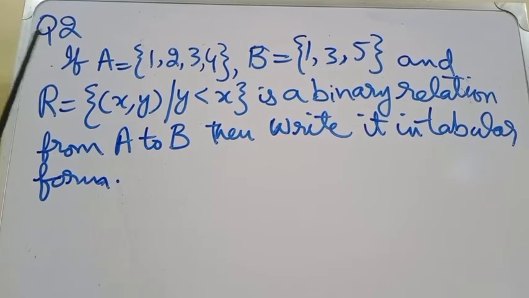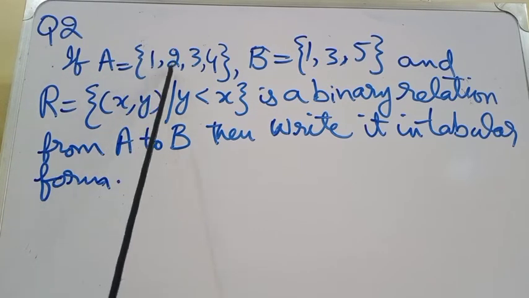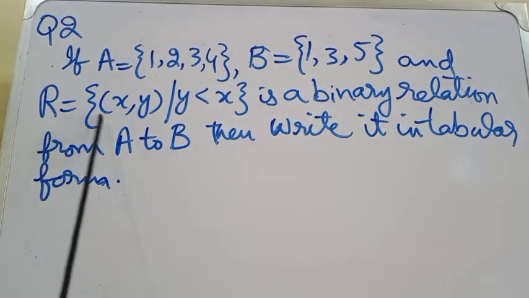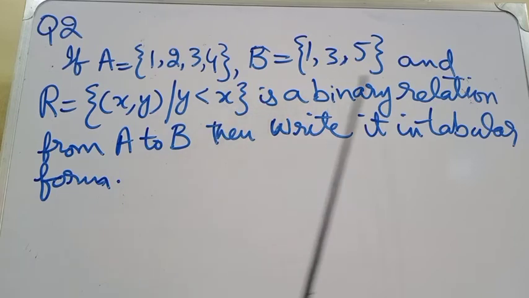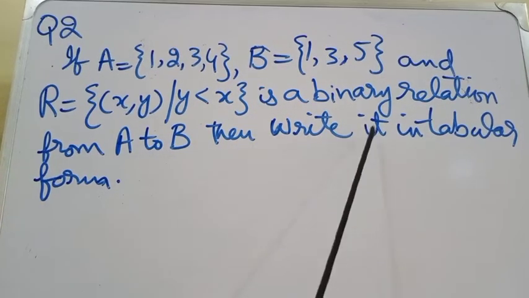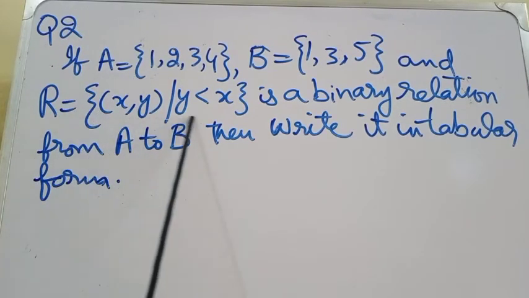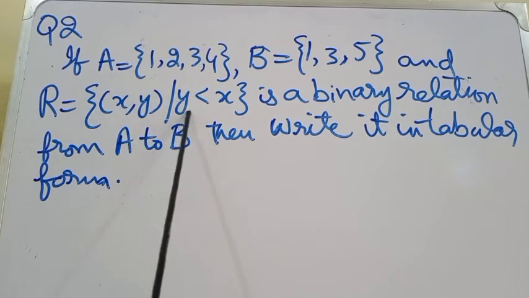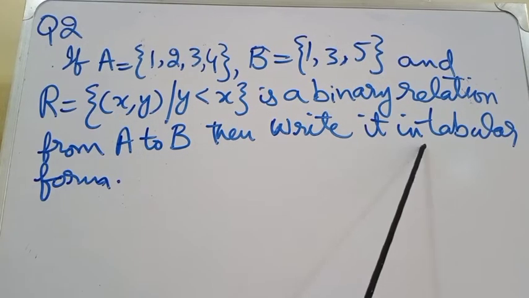Question number 2 of exercise 5.4. If set A is equal to {1, 2, 3, 4} and set B has elements 1, 3, 5 and relation R is equal to {(x, y) such that y is less than x} is a binary relation from A to B, then write it in tabular form. We know that this is a relation in set builder notation, and these are elements and this is the condition for every element. So we have to write here tabular form.